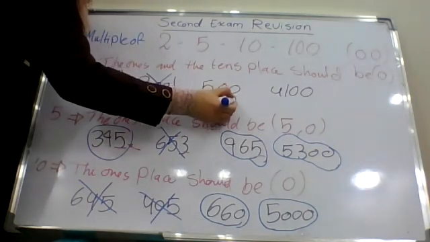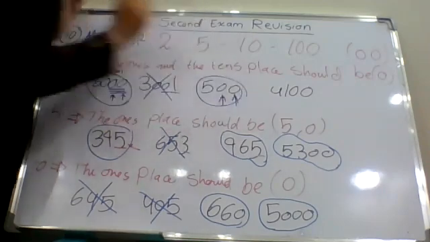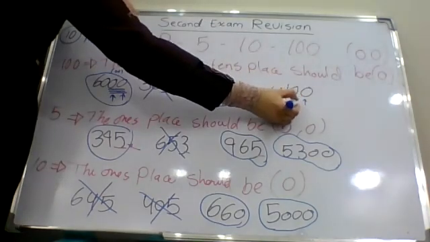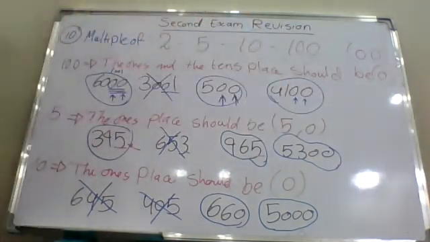And 500, the ones place and the tens place should be 0, 0. Yes, so this is a multiple of 100. And the last one, the ones place and the tens place should be 0, 0, and this is correct. So this is a multiple of 100.